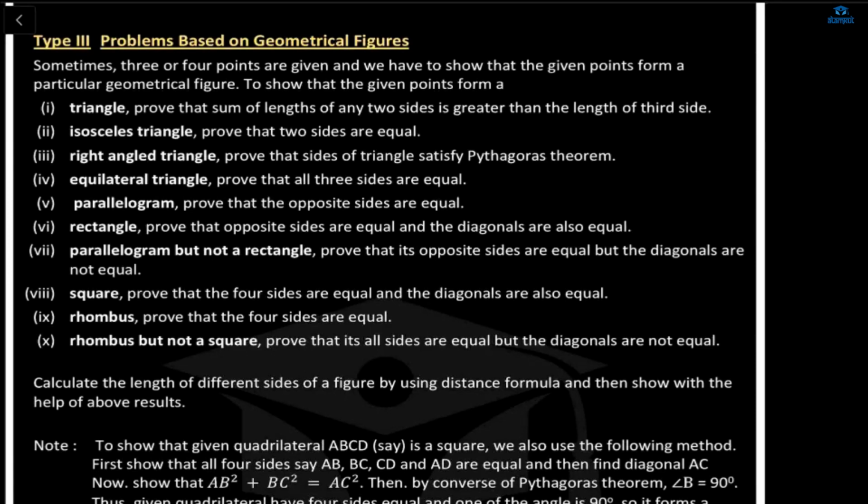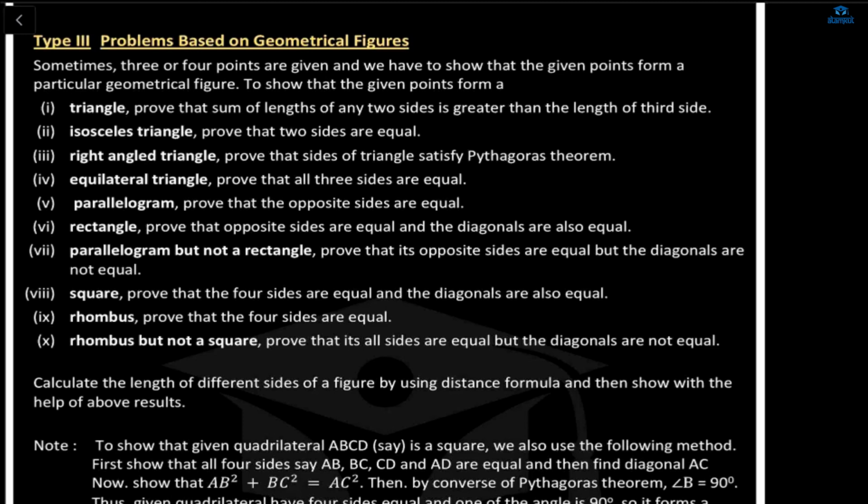Okay, square: prove that the four sides are equal and the diagonals are also equal. Similarly to the rectangle, in the square also we have to prove this, but here we know that in a square all the sides are equal, so we have to prove all four sides are equal and the diagonals are also equal. But the diagonals are not equal to the sides. The diagonals are equal to each other.